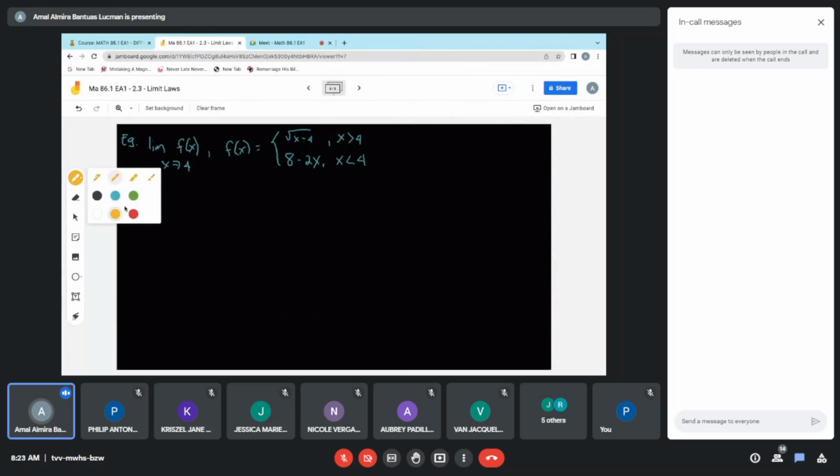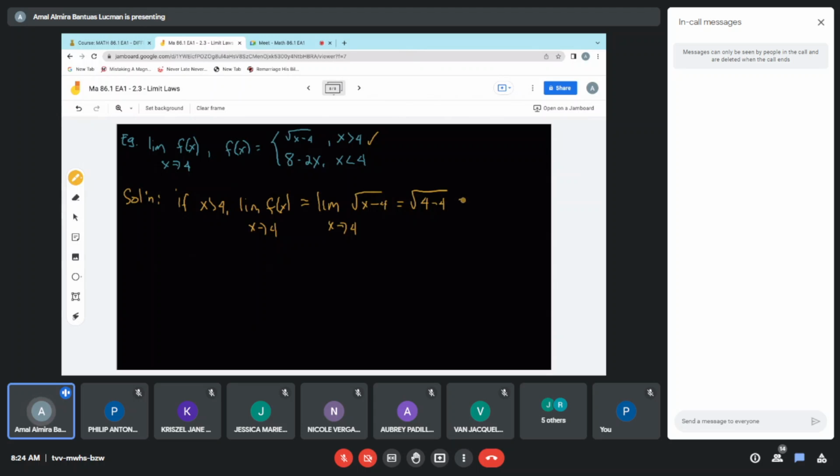Okay. So, solution. Piecewise man ta, so mag case to case ta. If x is greater than 4, the limit of our f of x as x approaches 4 becomes the limit, x greater than 4, of square root of x minus 4 as x approaches 4. By direct substitution, that becomes 4 minus 4, which is equal to 0.